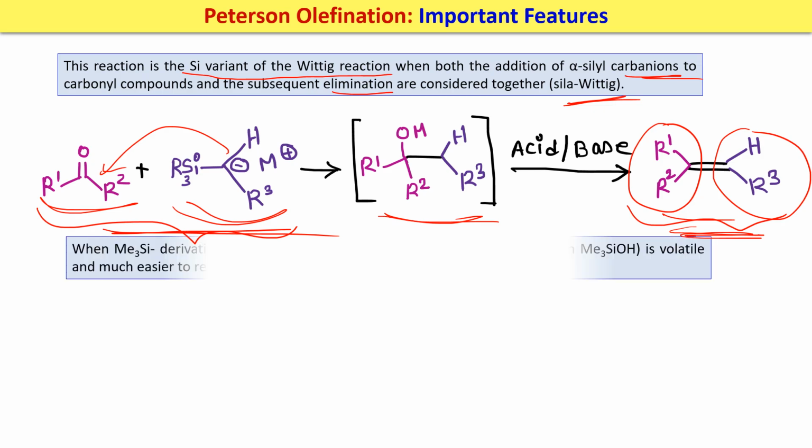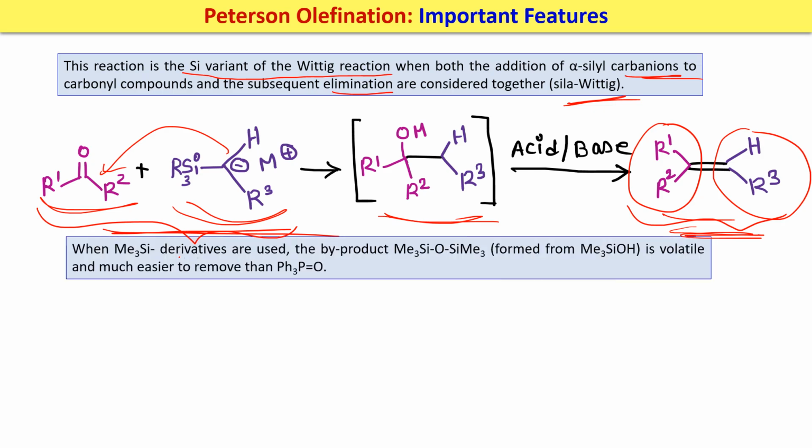Okay. When Me3Si derivatives are used, suppose the silicon compound as a reaction partner you are using this R3Si group, that is Me3Si, then the byproduct will be like this, because ultimately from the medium there is removal of OH and there is removal of Me3Si. Now these 2 molecules together can make it, just like from alcohol we get ether, same type of thing. So this will be the byproduct, and this byproduct is very volatile. Its boiling point is around 100.